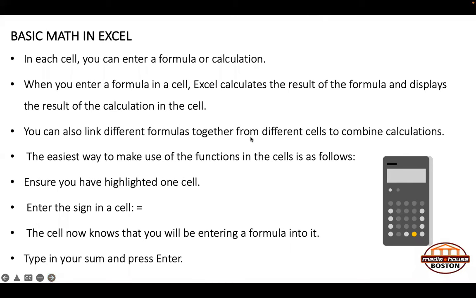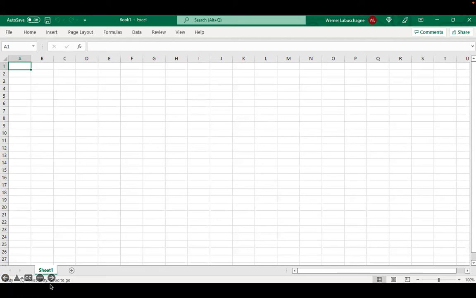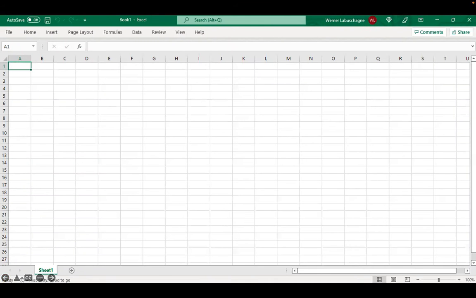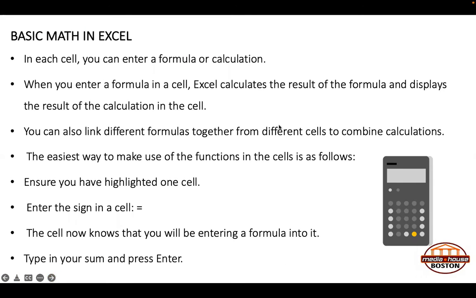So in Excel, in each cell you enter, you can enter a formula or calculation. Basically, in each one of these, you can do a separate calculation. When you enter a formula in a cell, Excel calculates the results of the formula and displays the result of the calculation in the cell. You can also link different formulas together from different cells to combine calculations. Excel is a very smart program, and it can do things very easily for you if you know how to use it.